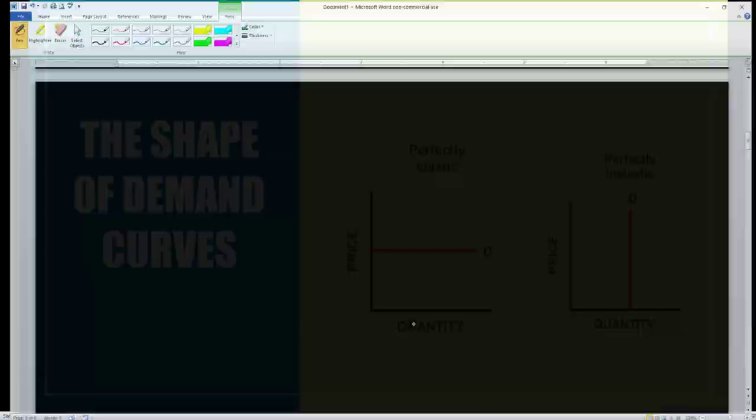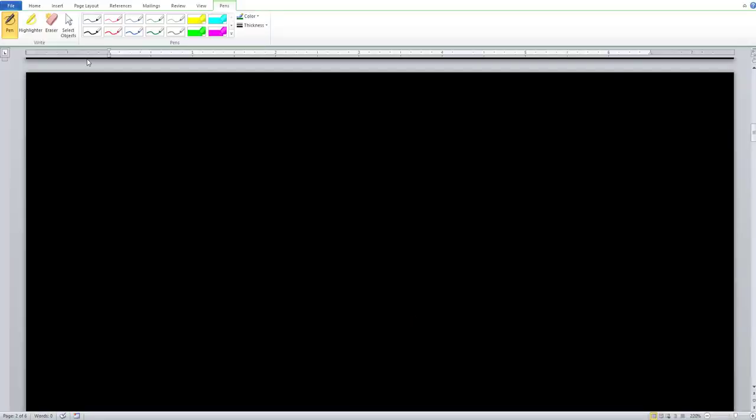So let's write this down just so you have it in the back of your mind, because these are the 2 extreme cases that we do take a look at. So here, perfectly elastic. This just tells us that we are extremely price sensitive to this particular good. It has a demand curve that is a horizontal line.